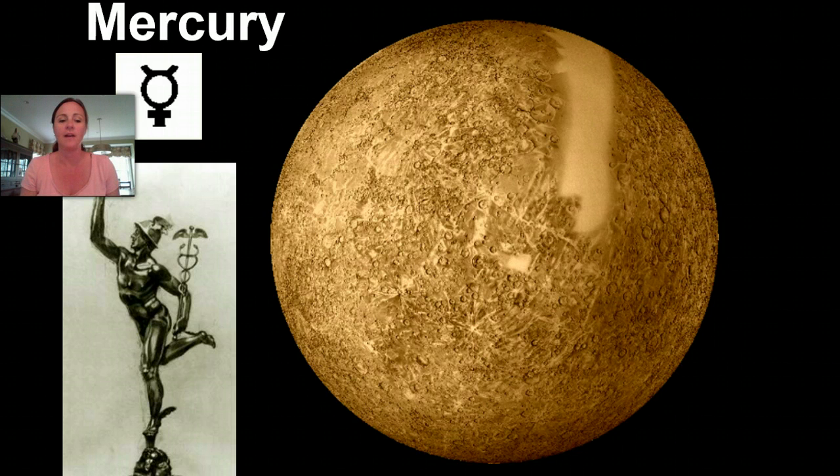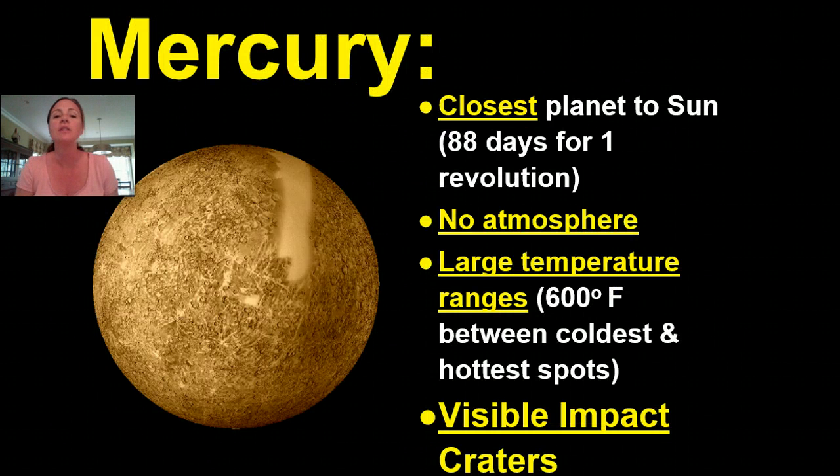Here is Mercury, named after the god, and it is the closest planet to the sun. There's only 88 days for one revolution going around the sun. Mercury has no atmosphere, and it will have large temperature ranges, 600 degrees Fahrenheit between the coldest and hottest spots. And it has visible impact craters. Now, impact craters are craters that have hit that planet, and you can see that because there is no atmosphere to wipe away those craters or cover them up with erosion of wind or water, those craters will remain there, similar to the moon.